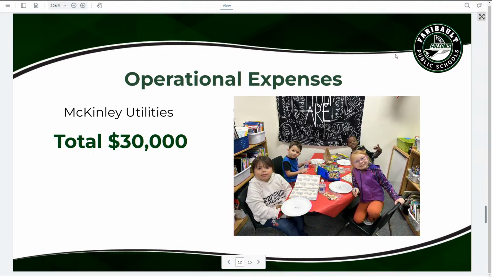And I believe this is our last one here. This is an operational expense that we're able to find a savings in, and this is with our McKinley building being in a transition this year. We're able to find savings within our utilities of about $30,000 for the next school year.